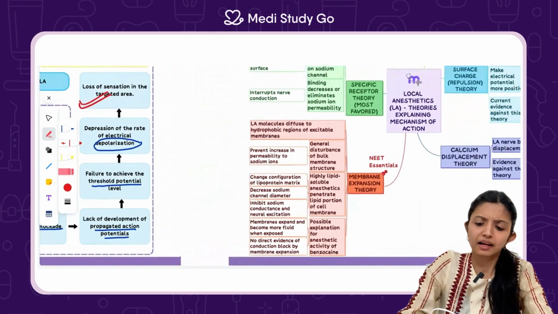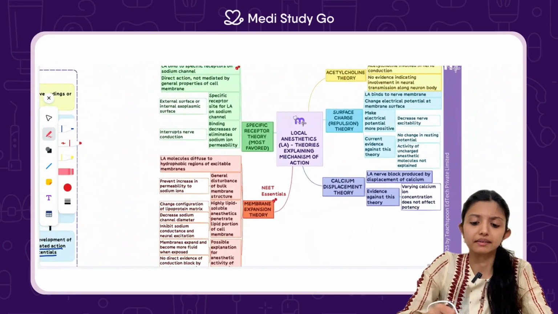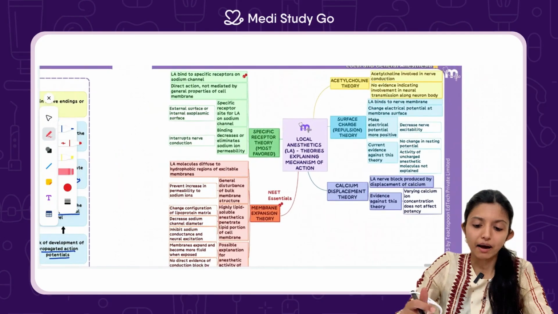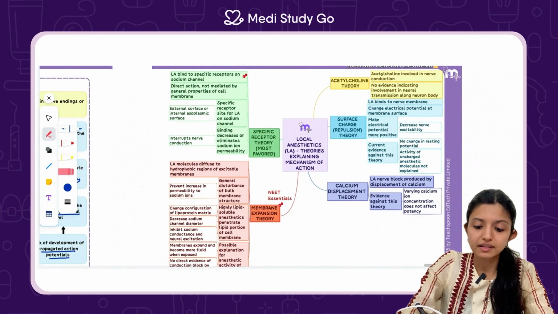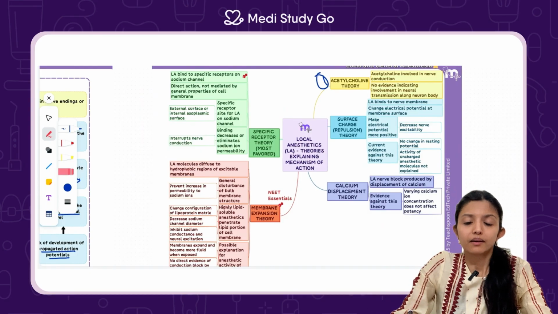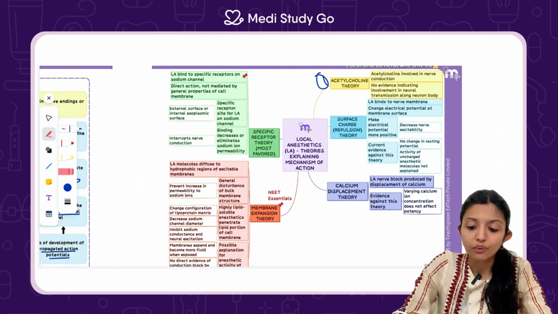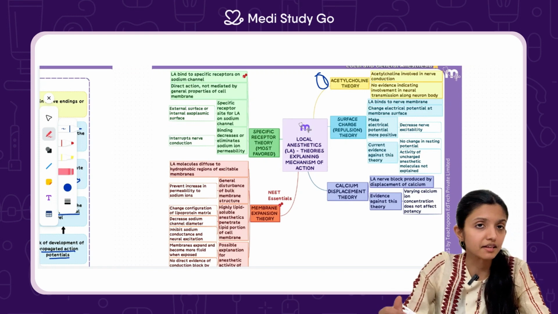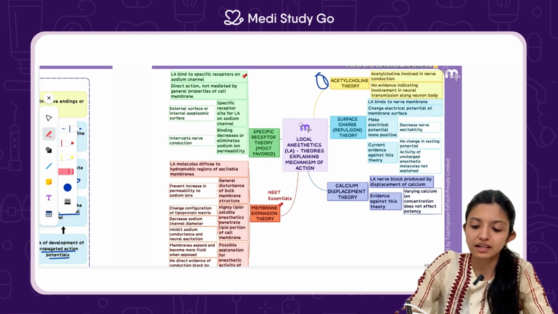Now we have some theories which propagated this mechanism over the years. This is a mind map which has to be read clockwise. Coming to the first theory, it was the acetylcholine theory, which proposed that acetylcholine is involved in nerve conduction. However, since there was no evidence indicating its involvement in neural transmission, this theory was rejected.